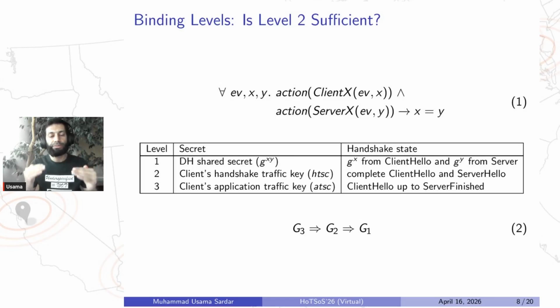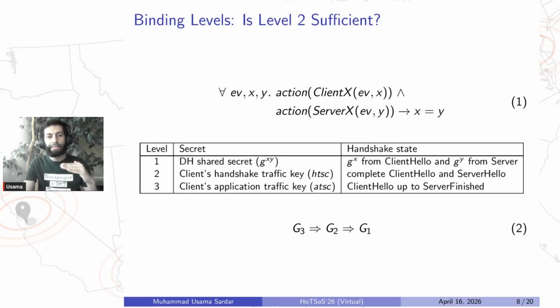We define three different levels of these keys. The first level is GXY, which is the shared Diffie-Hellman secret, which captures the handshake state from GX from the client hello, which the client sends, and GY that the server itself generated. So that's the state from the server's perspective. Basically, this table is from the server's perspective. That's why I'm saying GY from server and not specifically from server hello.